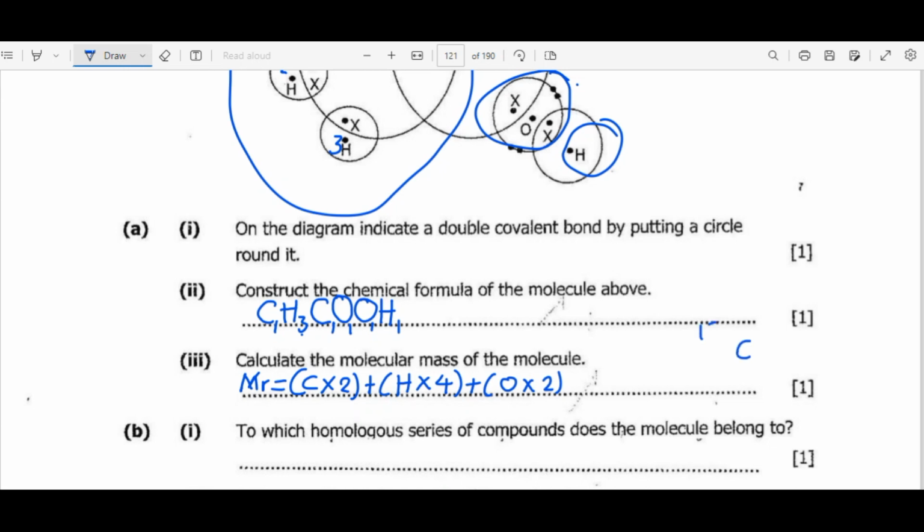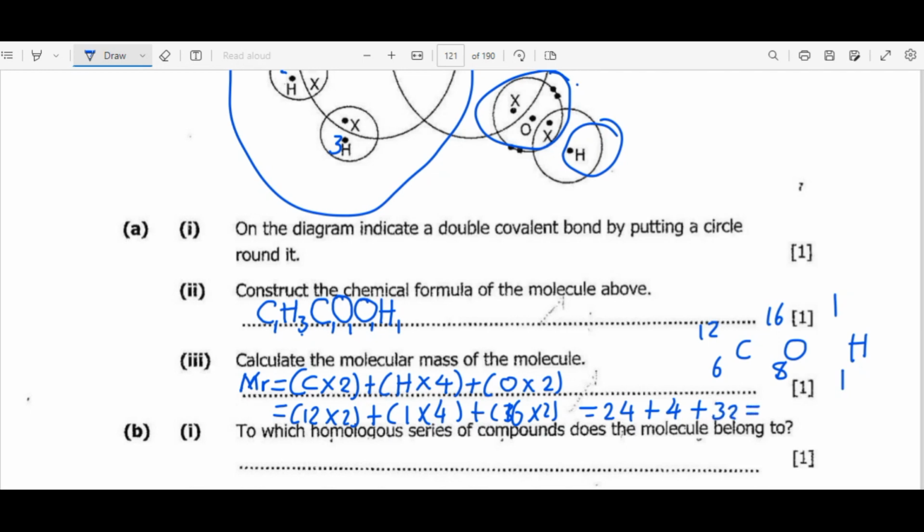Then if you look at the periodic table, carbon has a mass number of 12, atomic number of 6. Oxygen has the mass number of 16, atomic number of 8. Then the hydrogen, mass number of 1, atomic number of 1 as well. So carbon has 12 times 2, plus hydrogen 1 times 4, plus oxygen 16 times 2. So 12 times 2 will give us 24, plus 1 times 4 is 4, plus 16 times 2 will give us 32.